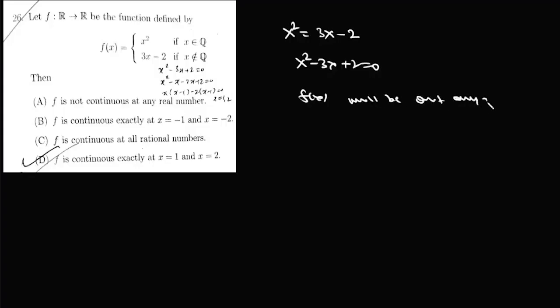Now question number 26 is a standard question. We have defined this function in terms of rational and irrational. We know that such functions are continuous only at points where f1(x) equals f2(x). So they'll be continuous at points where x square is equal to 3x minus 2, or x square minus 3x plus 2 equals 0. So this f(x) will be continuous only at x equal to 1 and x equal to 2. And that's your option D.